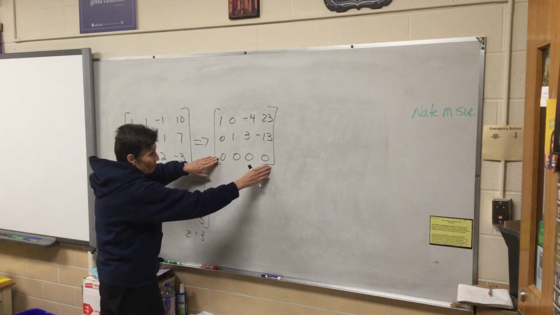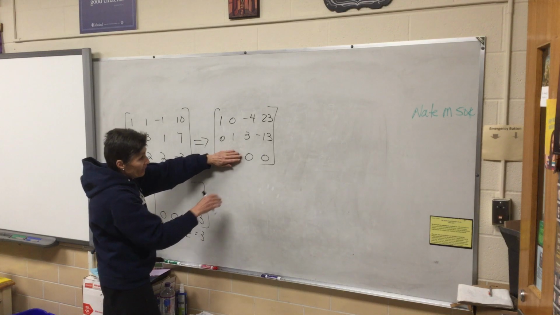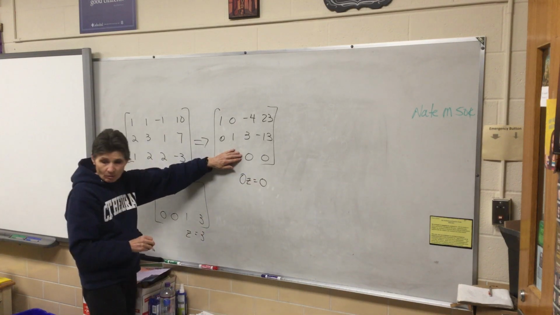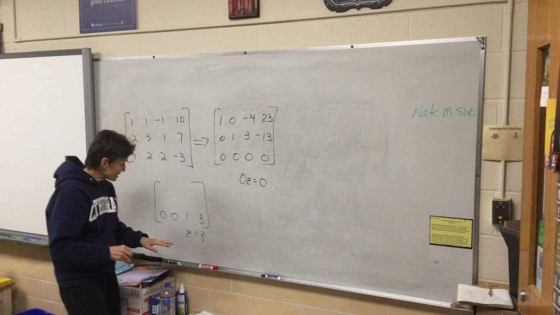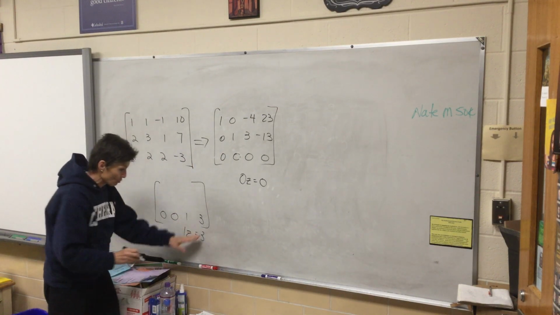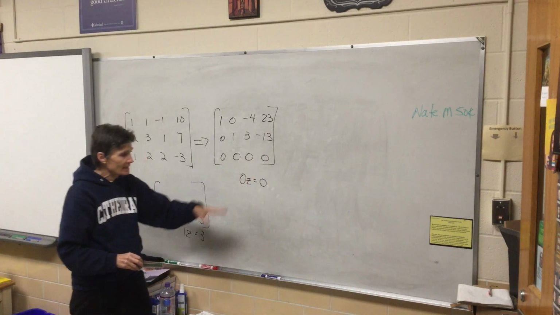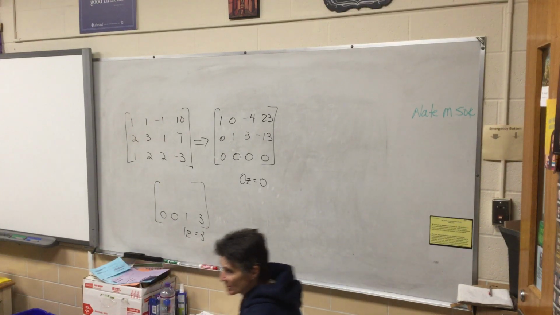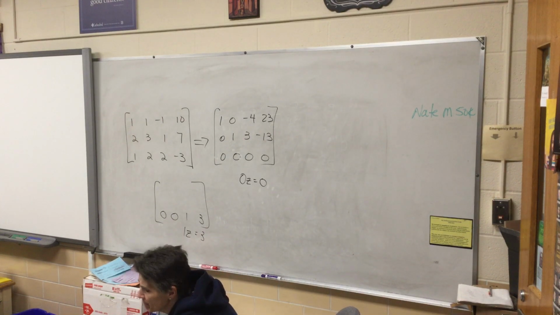What does this bottom row say? Well, let's look specifically at z. It says 0z equals 0. Like this one said 1z equals 3, this says 0z equals 0. Well, wait a minute. If 0z equals 0, what could z be? Any number. Could be 0, but it could also be 10 or root 17 or anything.